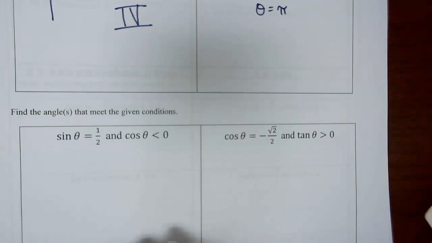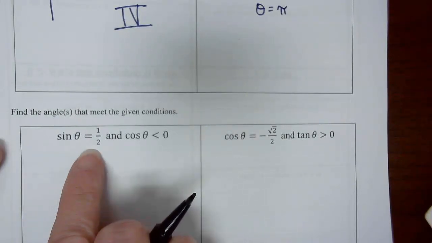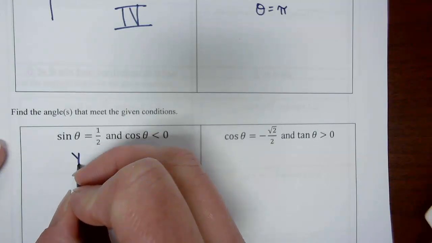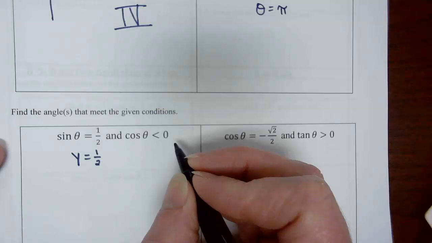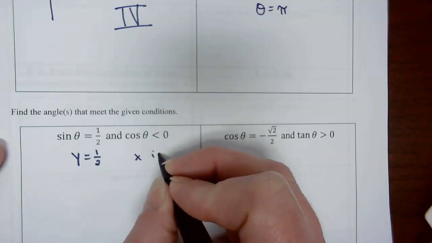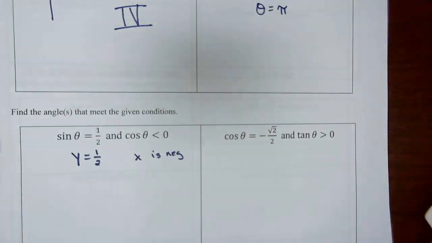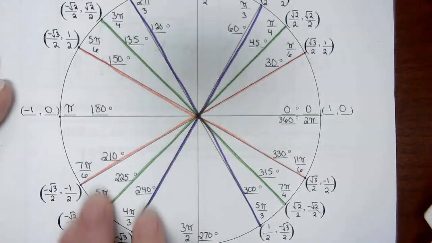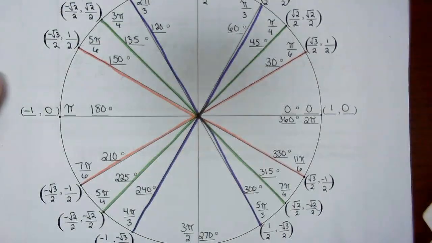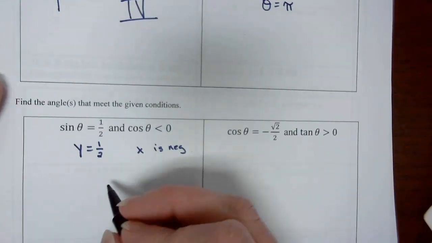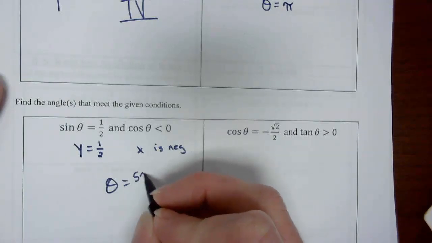Now let's see if we can find an angle. It's actually giving me what sine is, so that's what my y value is. And then it said cosine is less than 0, so x is negative. So I'm going to look on the unit circle for when x is negative, so that means I know I'm on this side, and the y value is 1/2. There it is. So the angle is 5 pi over 6.